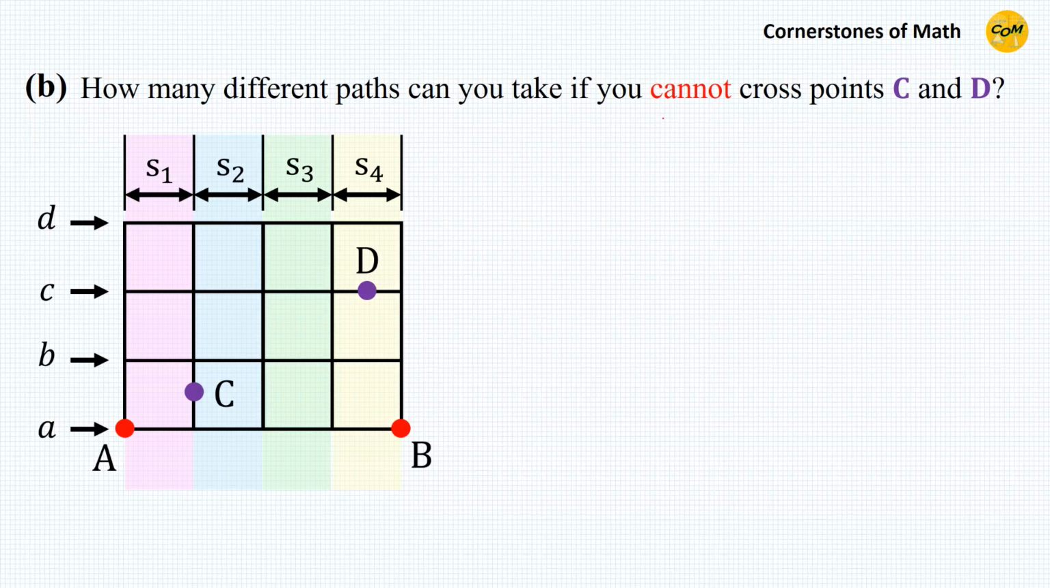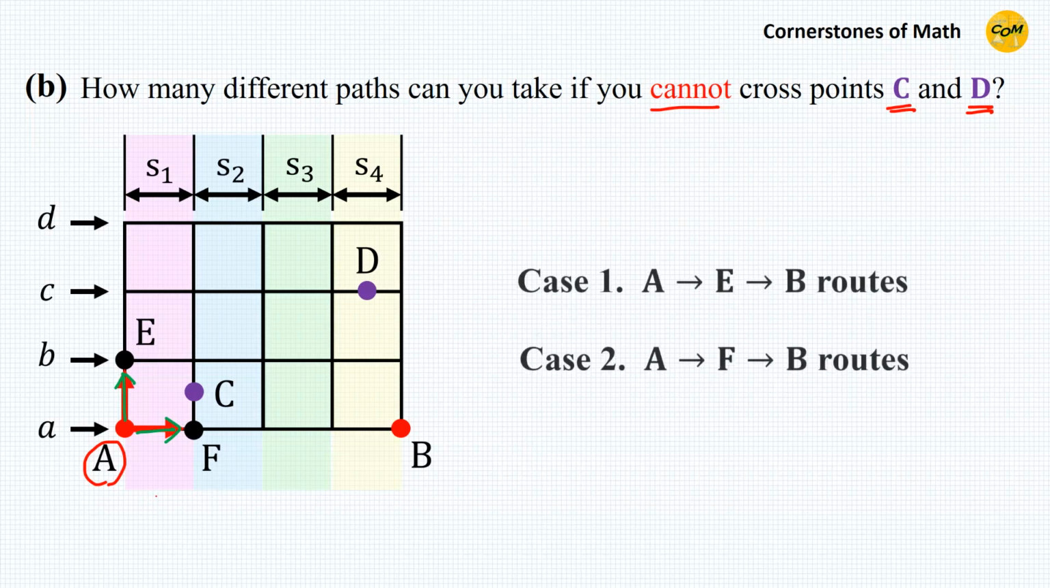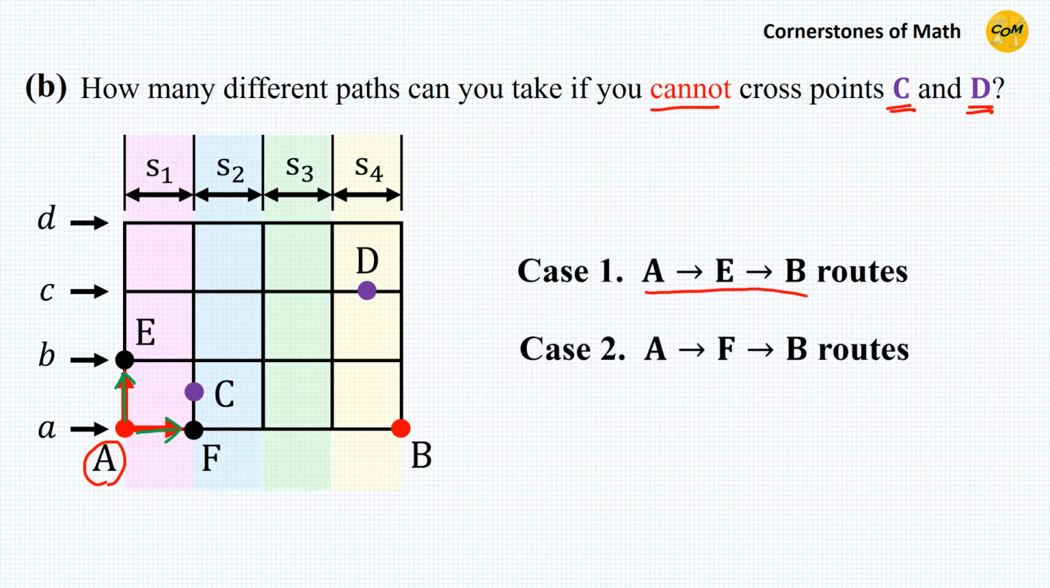And now the second problem, the number of paths if you cannot cross points C and D. Here, at the starting point A, we have 2 choices, going north or going east. So let us introduce these 2 points E and F and divide into 2 cases, AEB routes and AFB routes.